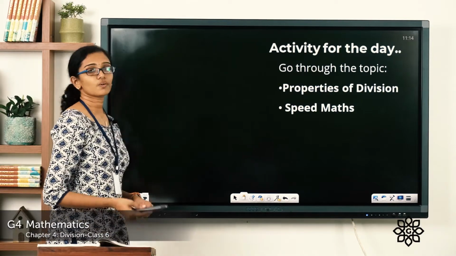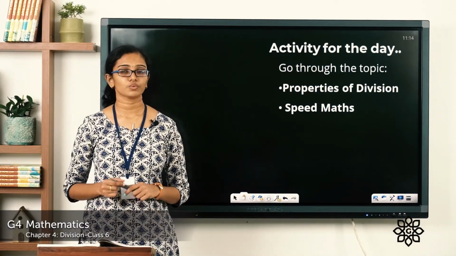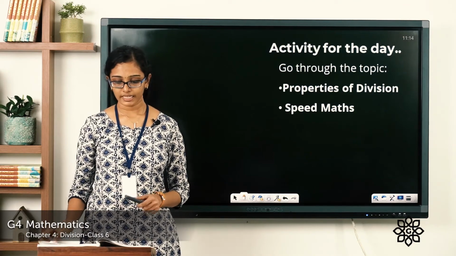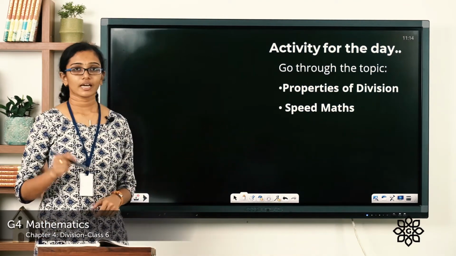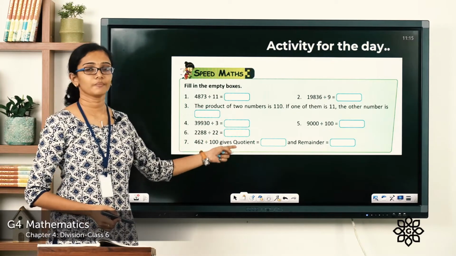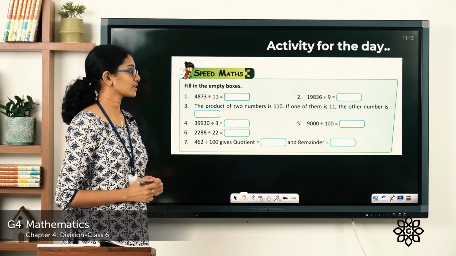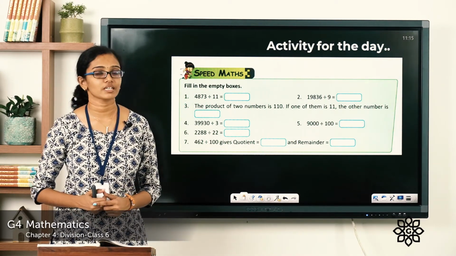As an activity for the day, you have to go through the topic properties of division in your textbook, which is on page number 59. Then in the same page at the top, you can see the heading Speed Maths. You can see these questions in the page. Please finish these questions. You can write the answers in the textbook itself. Once you have done that, please do send us a picture.